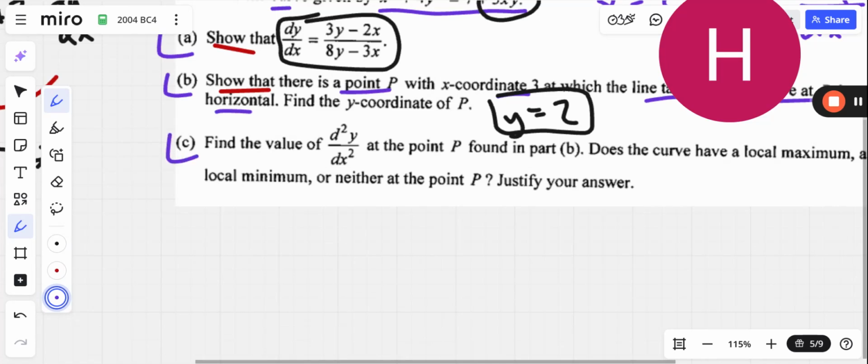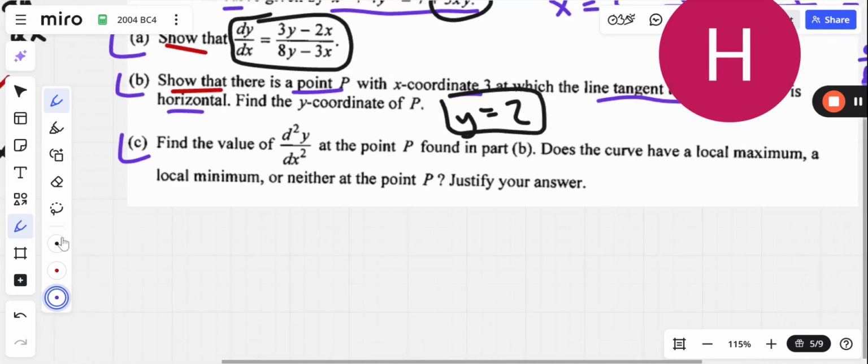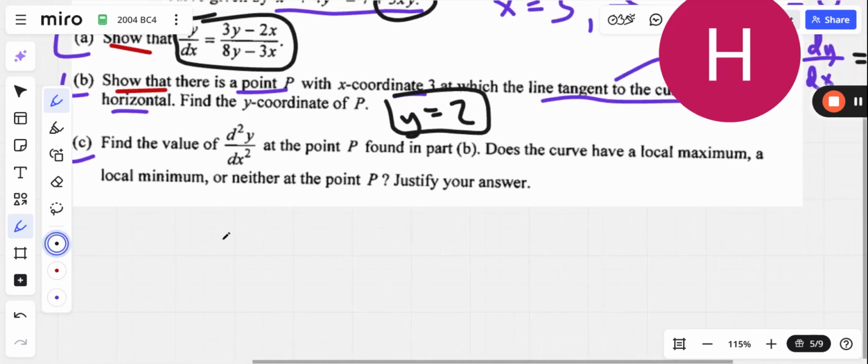All right, part C. Rushing through these like lightning. Find the value of the second derivative, d squared y dx squared, at the point P found in part B.